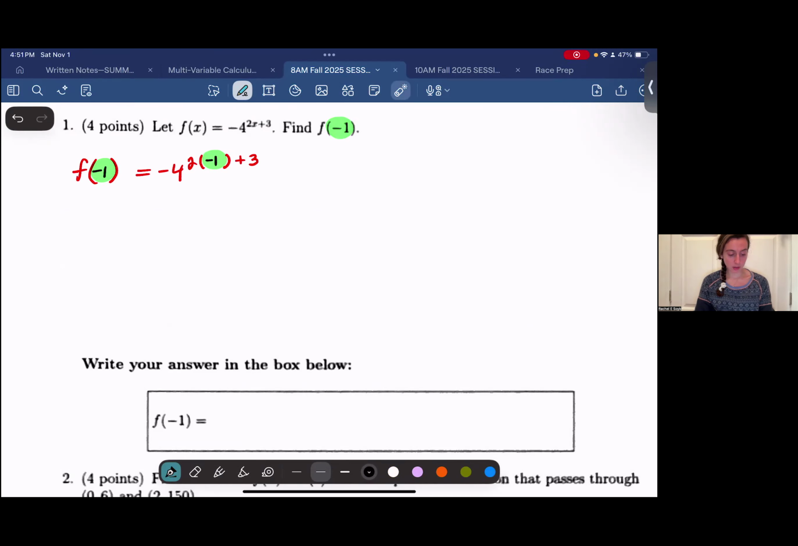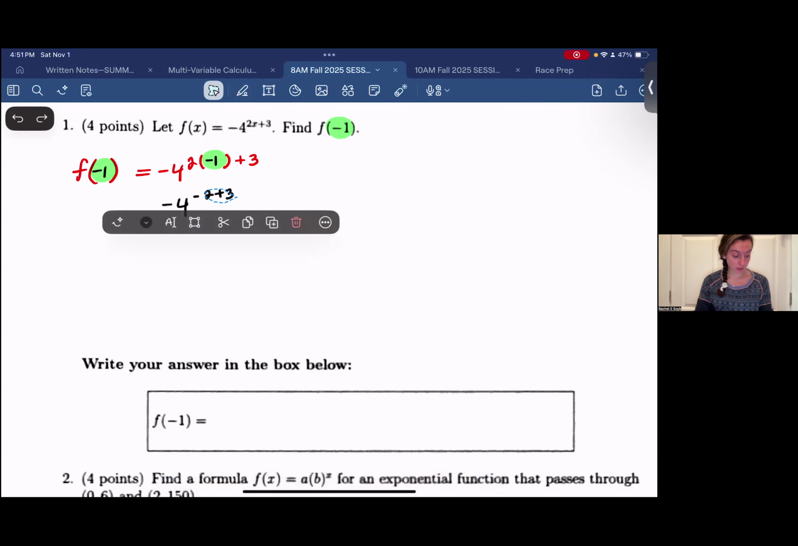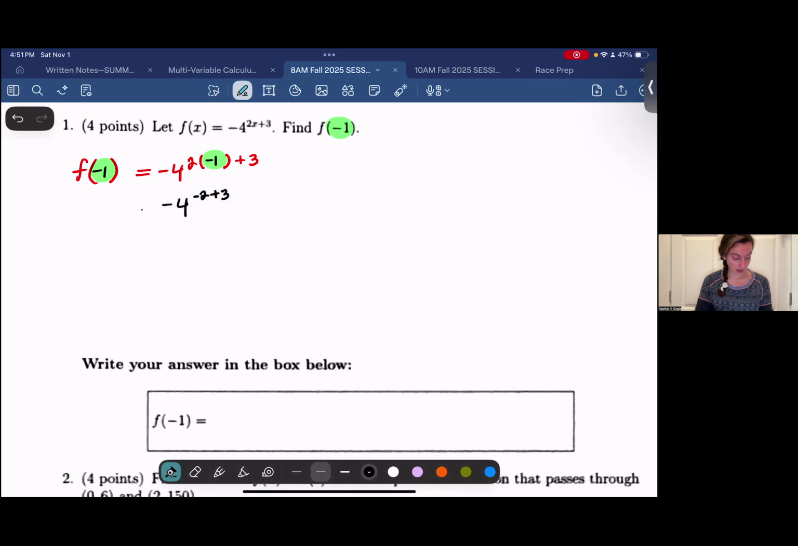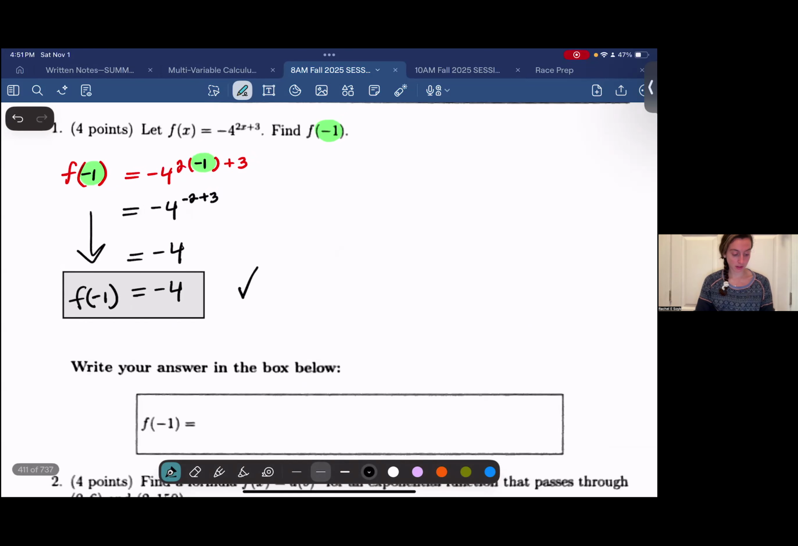So utilizing our PEMDAS, we have 2 times negative 1 is a negative 2. We have this negative 4 raised to the negative 2 power. Oh wait, it's negative 2 plus 3. This whole thing is an exponent. And negative 2 plus 3 is positive 1. So we just have negative 4 to the positive 1 power, which is just negative 4. And that's our answer. So f of negative 1 is simply negative 4. And we're done.